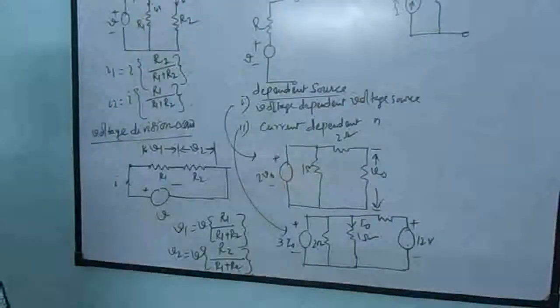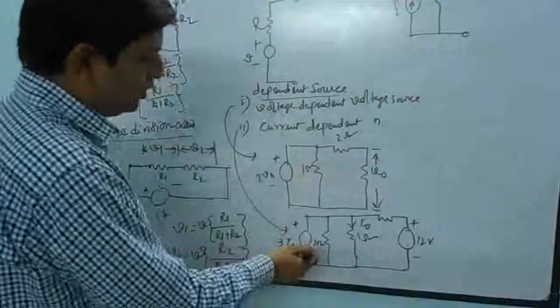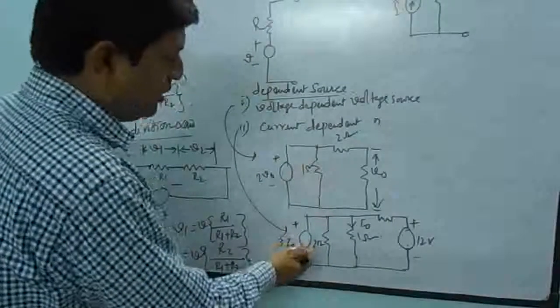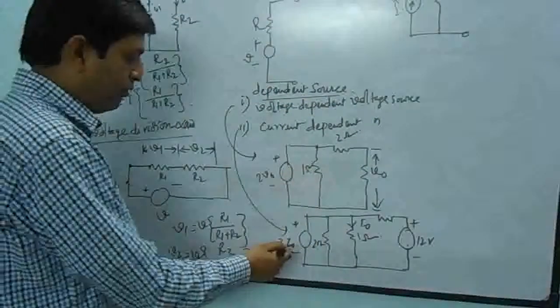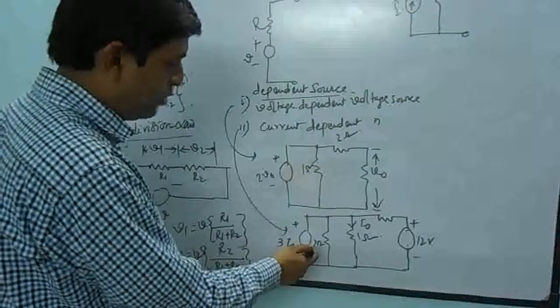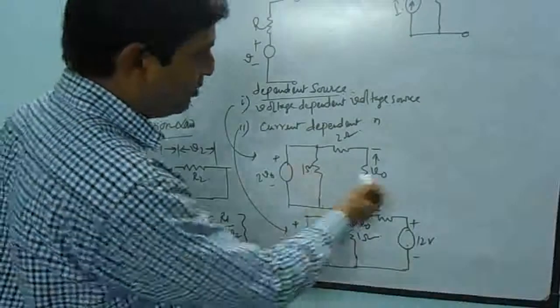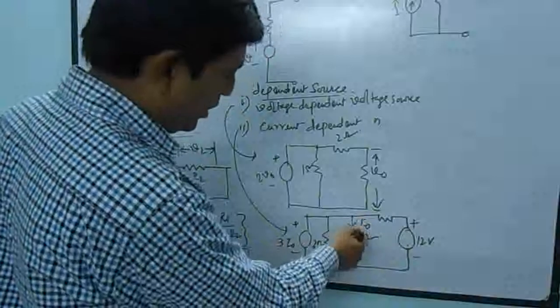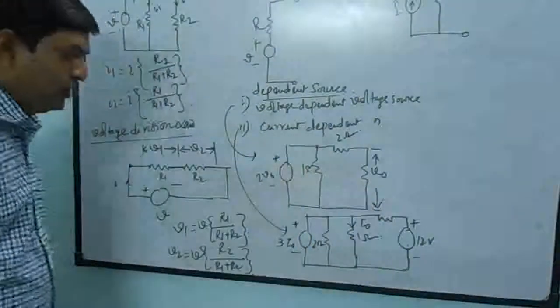Now current dependent voltage source: the value of the voltage source will be in terms of some current in the same network. For this case, 3I0 is the value of this voltage source, and I0 is the current of some other branch, that is, the current through the 1 ohm resistor, that is I0.